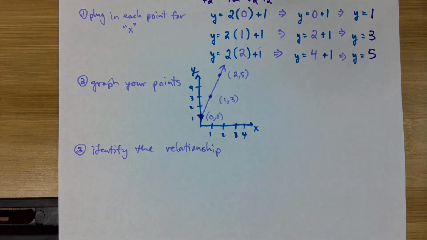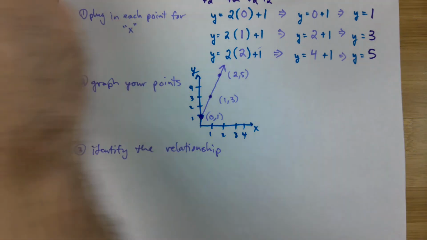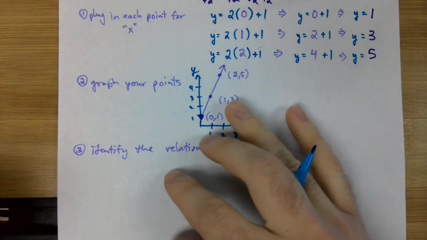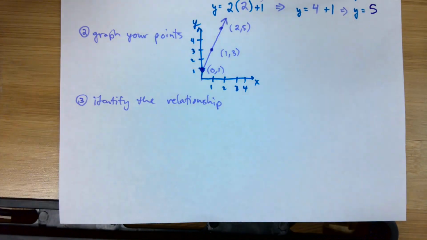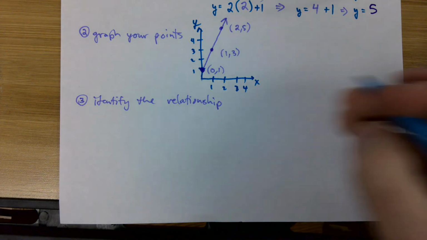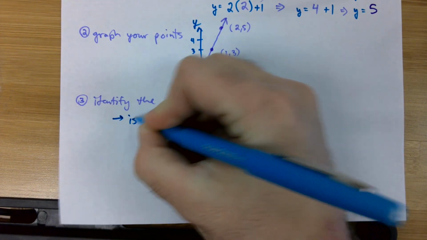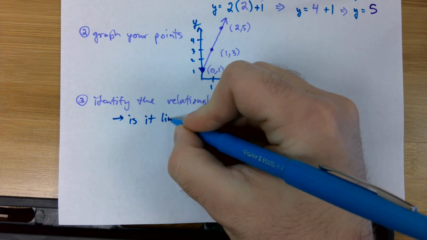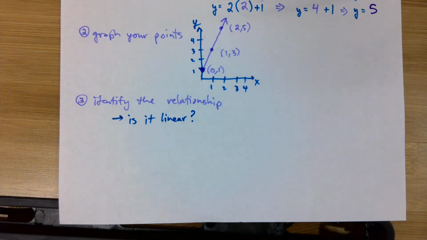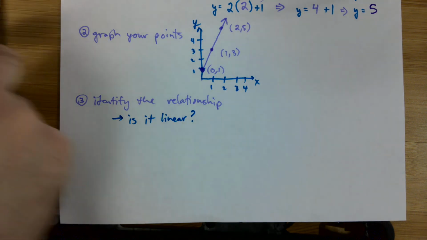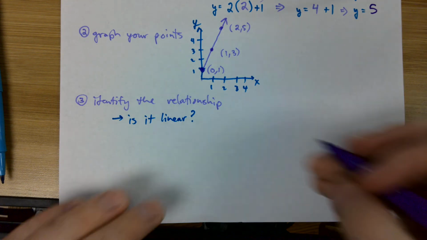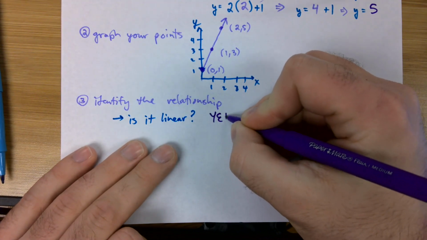The last thing we're going to do is identify the relationship. Is it linear? Is the graph that we just drew there linear? What do you think? Yes, I would say that it is. It's a straight line.